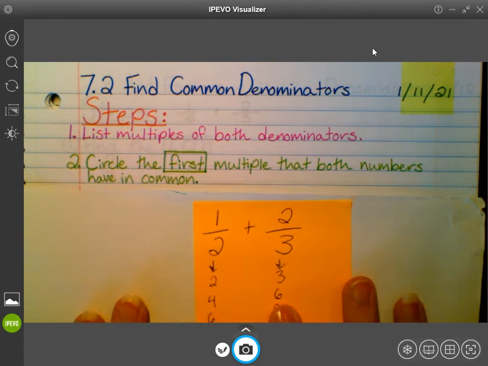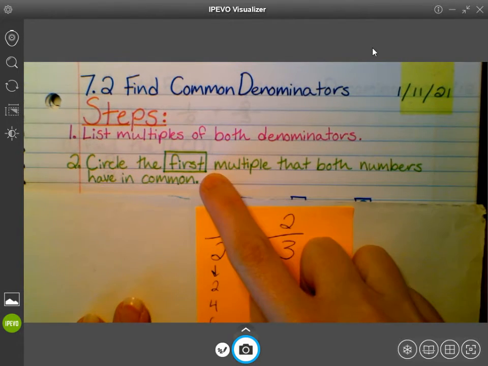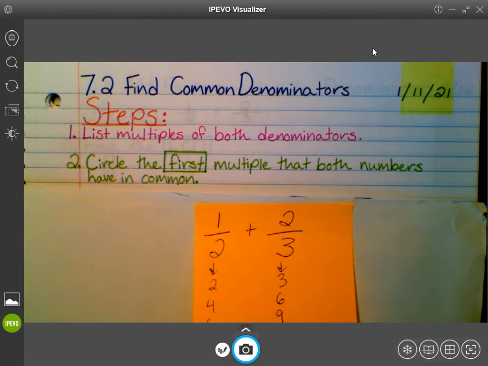So what I'd like you to do is near where you put first, also write the word smallest. So when they say circle the first multiple, that means circle the smallest that they have in common. Sometimes I'll think I've written all the multiples for a number, but then I'll realize, oh my gosh, 12 is also a multiple. And maybe I put it out of order. So what's first in my list may not be the smallest. So when they say circle the first multiple, they mean circle the smallest multiple they have in common.